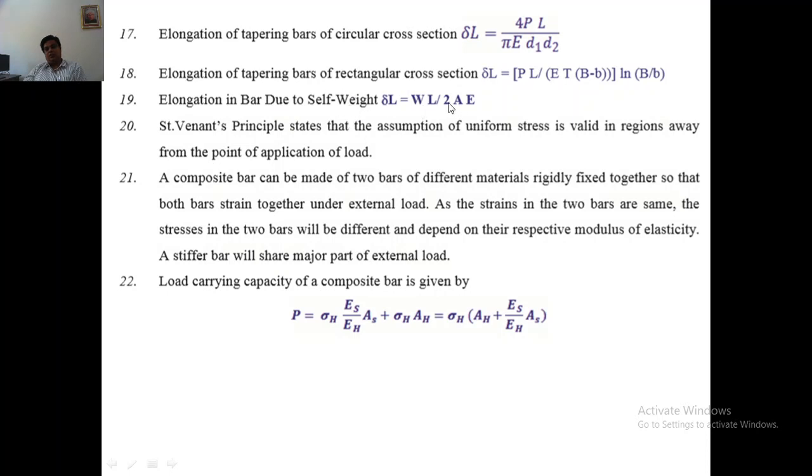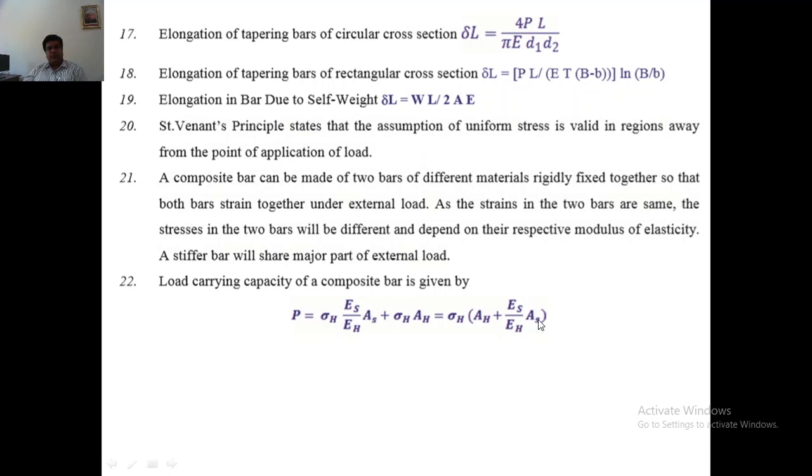It is PL by AE divided by 2, that is, you add 2 in the denominator here. So P, in this case, will be the weight of the material. Otherwise, if a load is applied, you put the external load P here. The elongation of the bar is PL by AE. Because of the self weight, it will become W by 2, so P will become W by 2. That much you have to understand here.